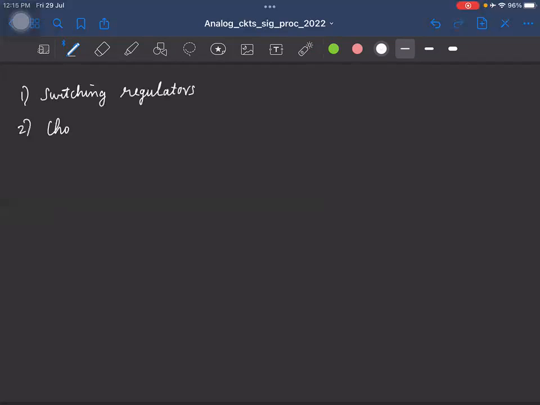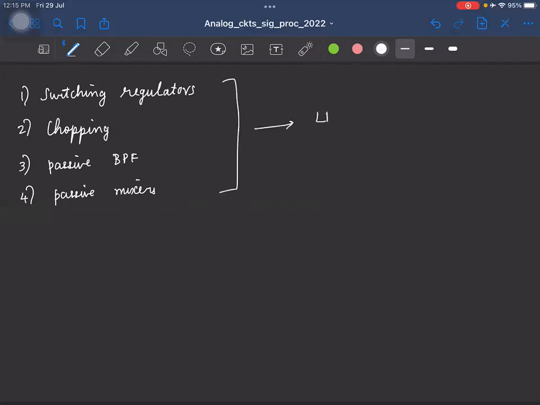We'll look at the technique of chopping. We'll see how to design the passive bandpass filters with narrow cutoff frequencies, and passive mixers. Okay, and we'll see again that all these are LPTV systems.